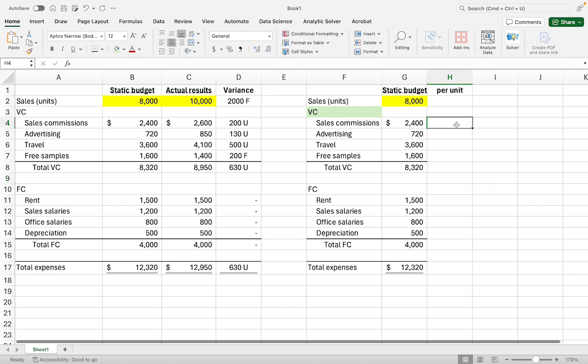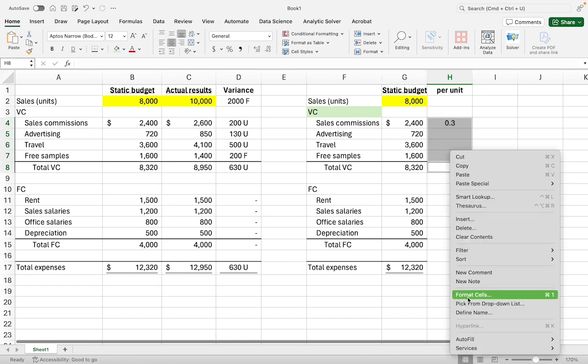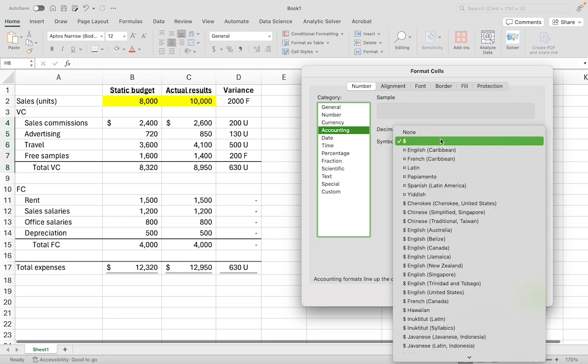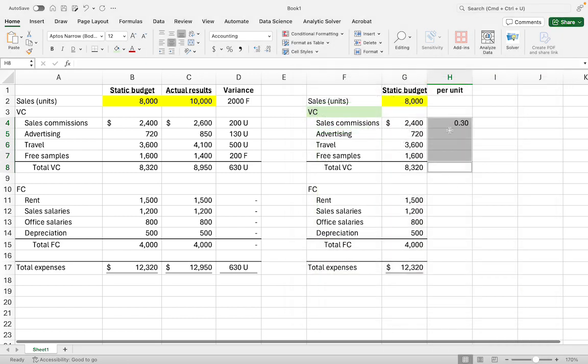So to find the per unit amount for the sales commissions, I'm going to take the sales commissions of 2,400 and divide by the 8,000 units to calculate how much in sales commissions I'm paying for each unit sold. And when I do that, I will get 30 cents. Let me get this formatted for accounting, with a dollar sign here. So the sales commissions must be 30 cents a unit.